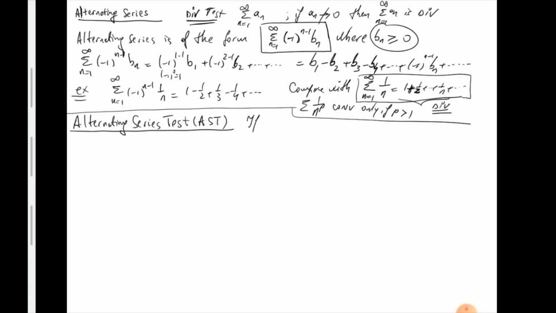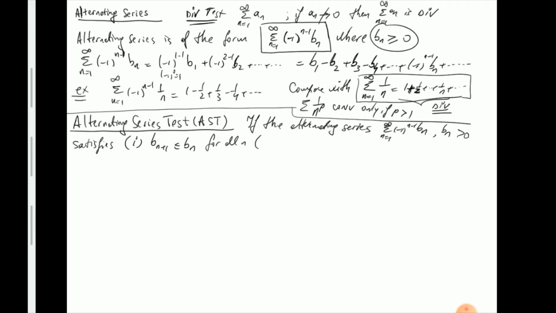So if the alternating series, the summation from 1 to infinity of (-1)^(n-1) bn, where bn again is made of positive terms, satisfies two conditions: the first one is bn is decreasing, so that means bn+1 is less than or equal to bn for all n. This is how it appears in most books, that bn should be decreasing.